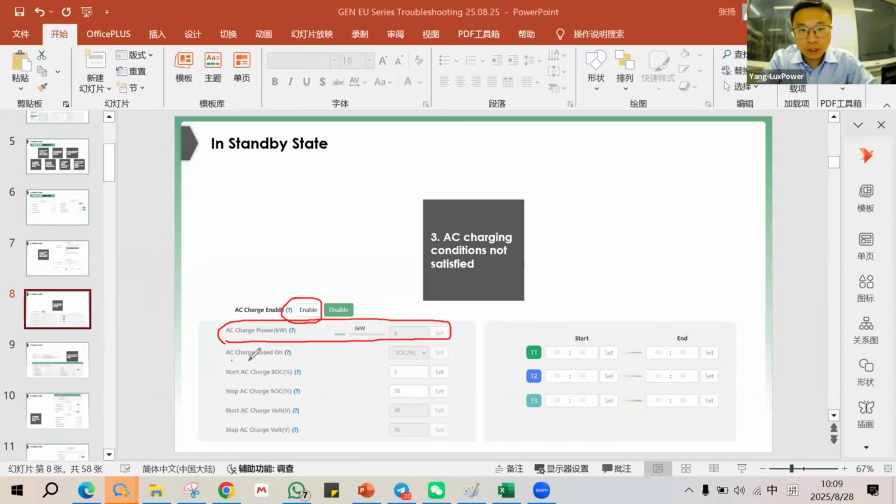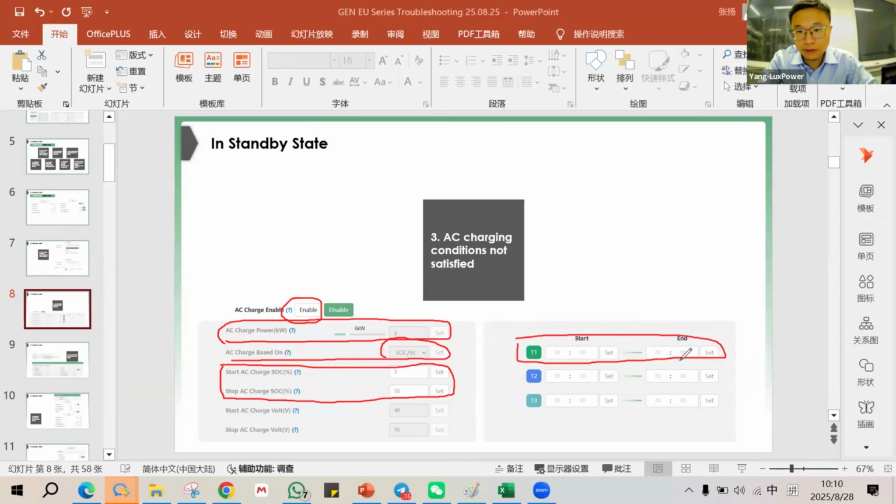And also choose your charging theory, like whether you're using the SOC or the voltage. Most important, choose your start SOC and stop SOC here. Also activate your time period by giving the start time and end time. If everything here is set correctly, then the AC charging should work. So all of this is quite easy.